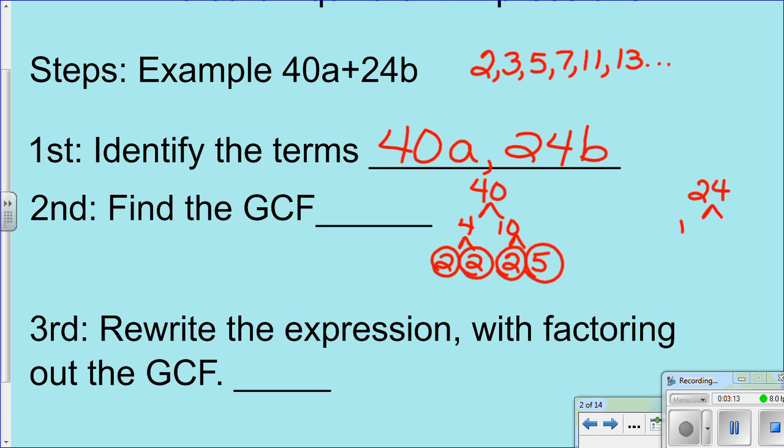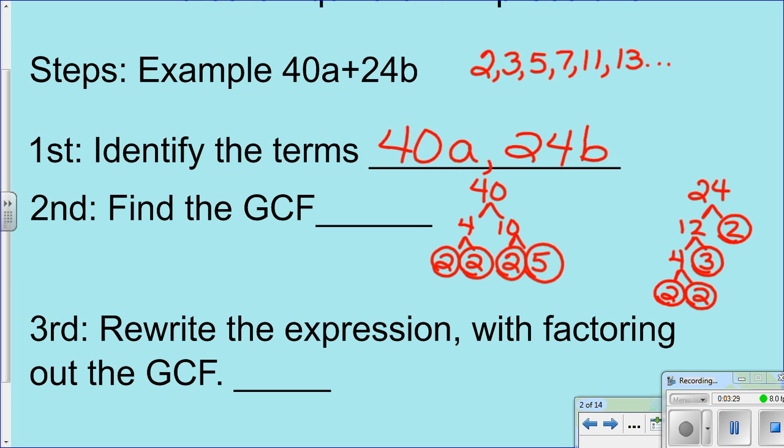24, I'm going to split into 12 times 2. 2 is prime, circle it. 12 can be broken down into 4 times 3. 3 is prime, circle it. 4 can be broken down into 2 times 2, and those are both prime.